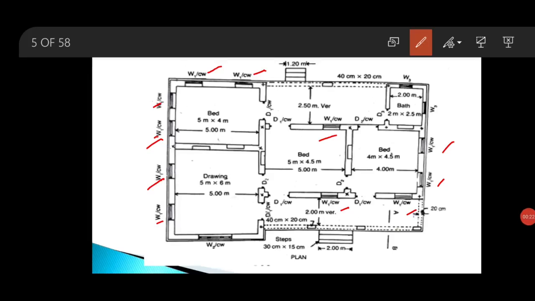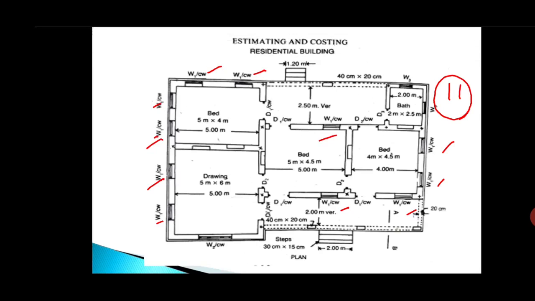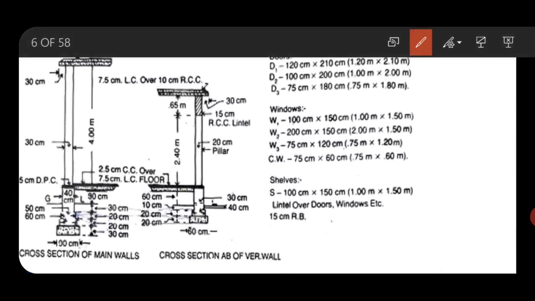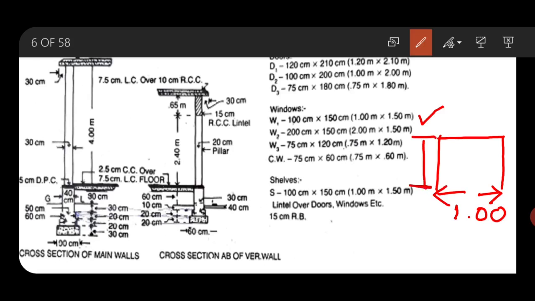So now you can see there are 11 numbers of W1 type of window. Here you can see the size of different types of window. First we will go for W1. The size of W1 window is 1 meter by 1.5 meter. That means if this one is the elevation of a window, the length of the window is 1 and height of the window is 1.5.